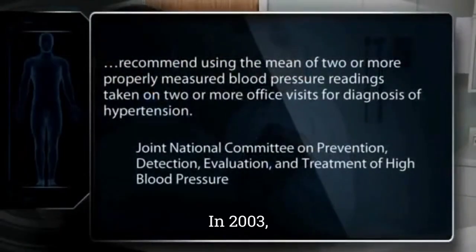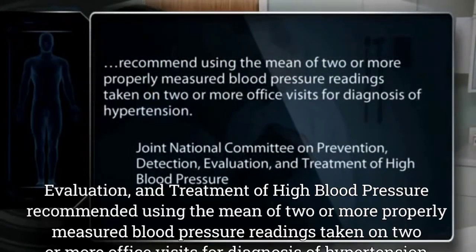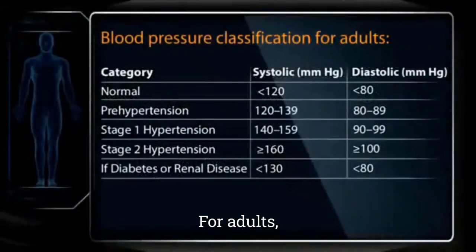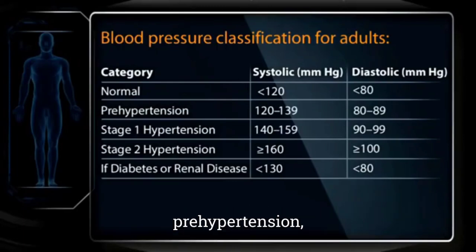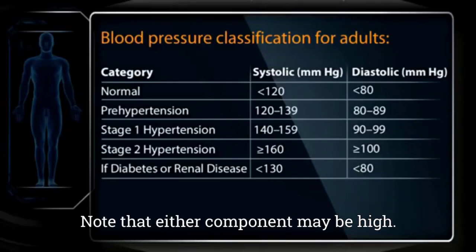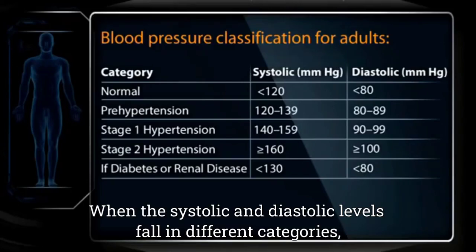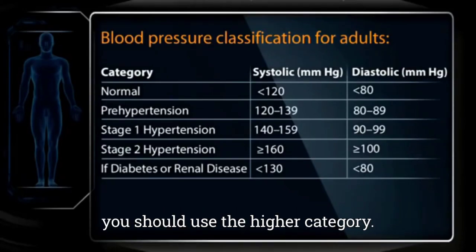In 2003, the Joint National Committee on Detection, Evaluation, and Treatment of High Blood Pressure recommended using the mean of 2 or more properly measured blood pressure readings taken on 2 or more office visits for diagnosis of hypertension. For adults, the committee has defined 4 levels of systolic and diastolic hypertension: normal, prehypertension, stage 1 hypertension, and stage 2 hypertension. Note that either component may be high. When the systolic and diastolic levels fall in different categories, you should use the higher category.